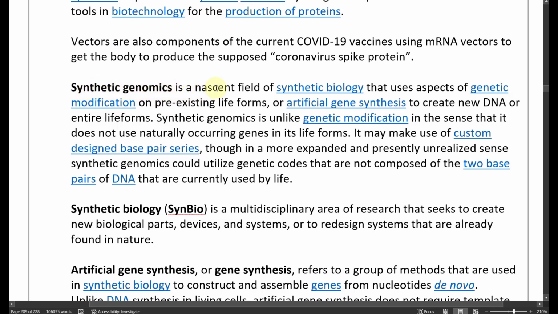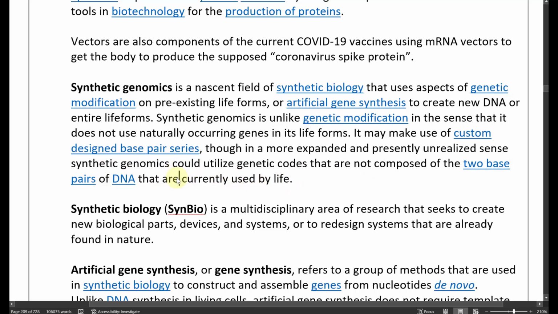Synthetic genomics is a nascent or new field of synthetic biology that uses aspects of genetic modification on pre-existing life forms or artificial gene synthesis to create new DNA or entire life forms. Synthetic genomics is unlike genetic modification in the sense that it does not use naturally occurring genes in its life forms. It may make use of custom-designed base pair series, though in a more expanded and presently unrealized sense, synthetic genomics could utilize genetic codes that are not composed of the two base pairs of DNA that are currently used by life.